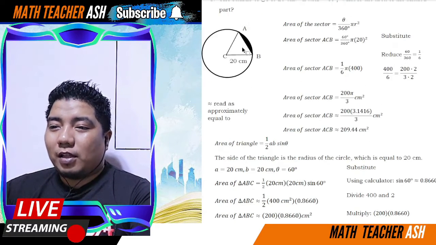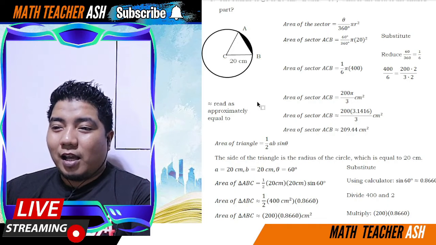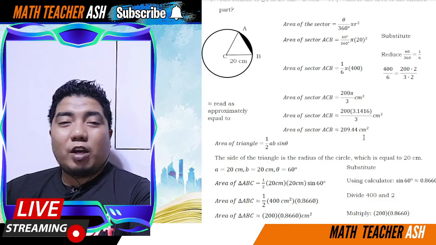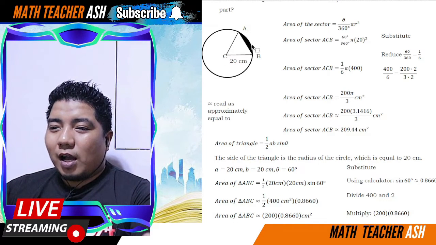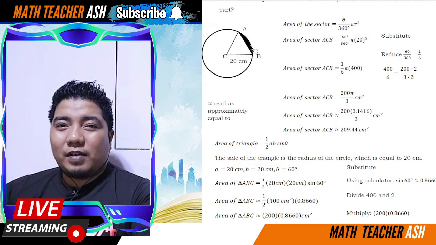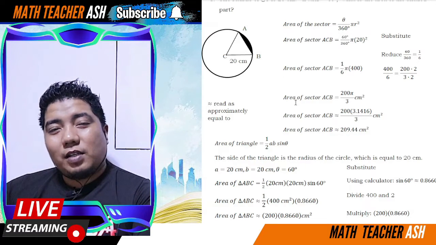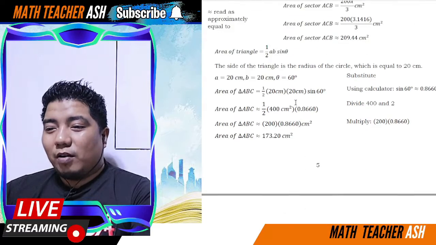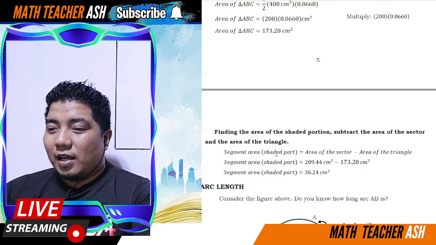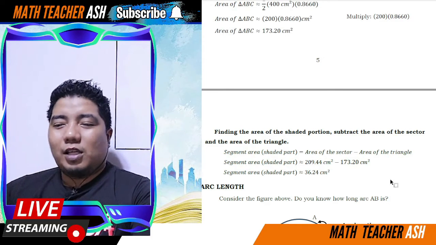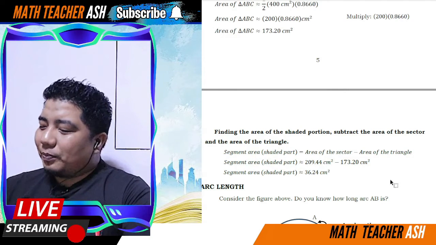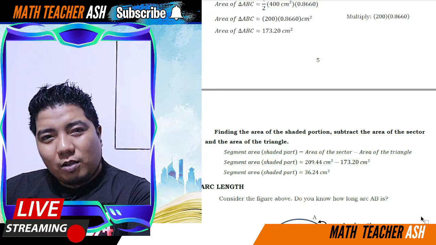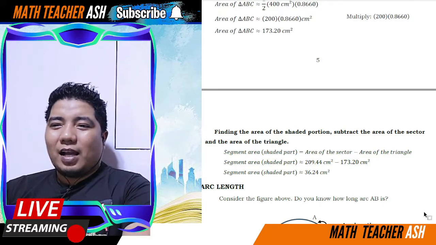Ibig sabihin nito, my dear math learners, itong triangle, ito yung area niya. Kanina nakuha natin yung area of a sector. Ito yung buong ganito. Tama? Itong buong ganito. So, therefore, ang gagawin mo lang para makuha itong segment of the circle is to subtract the area of the sector minus the area of the triangle. Okay? So, ayan na nga yung shaded part. Pag ima-minus mo silang dalawa, you will get approximately 36.24 square centimeters. Okay. Easy, right? Yeah, napaka-easy lang talaga. Medyo tedious lang, my dear math learners, pero I'm sure kayang-kaya nyo ito.